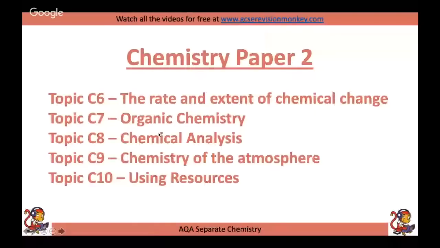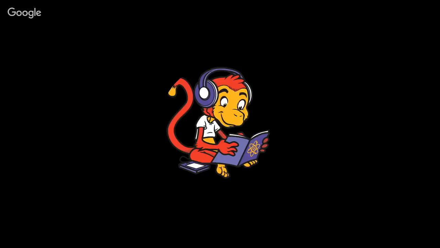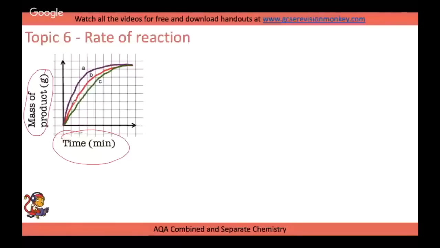Okay, moving on to some content then for chemistry paper 2, topics 6 to 10. A little bit more on rate of reactions first. Just looking at these graphs like we did before, you might have mass of product over time. The time might not be in seconds, you might have it in minutes or hours, depending on how quickly the reaction takes. And you might need to identify which is the fastest rate. So we said before, the area on the graph with the steepest gradient is the fastest rate of reaction.